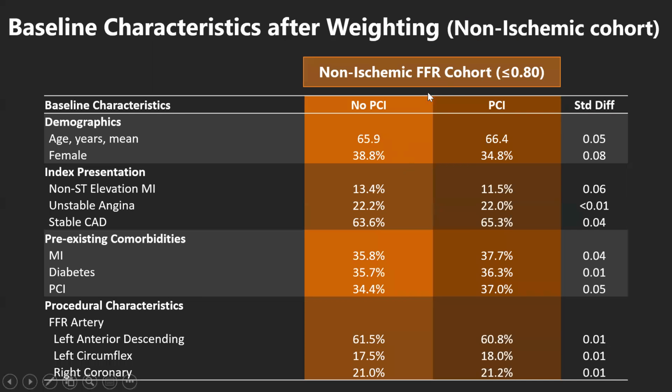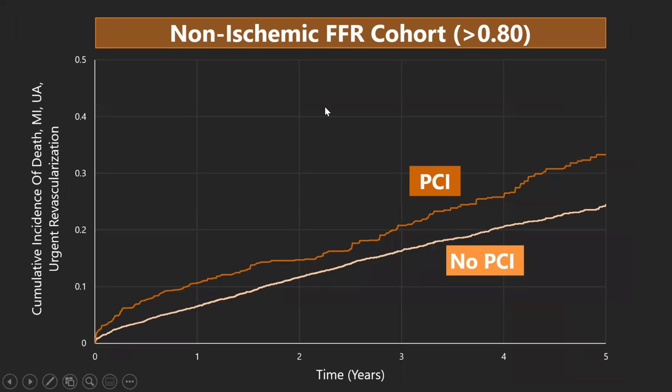And we did the same thing. We lined them up into PCI versus non-PCI. Again, the cohorts are quite similar, with a mean age around 65, 66, and diabetes about 35% or so. Interestingly, we saw that the Kaplan-Meier curve was reversed. So rather than PCI having better outcomes, the no-PCI group actually had better outcomes in this study.